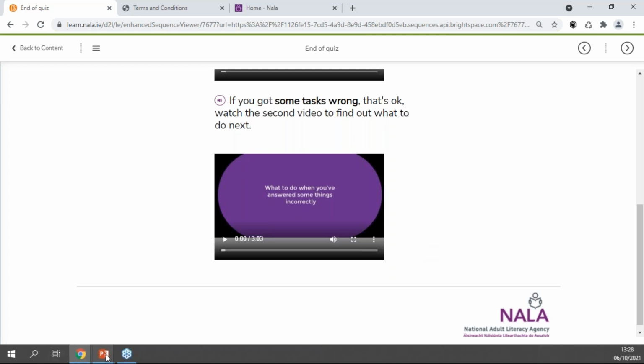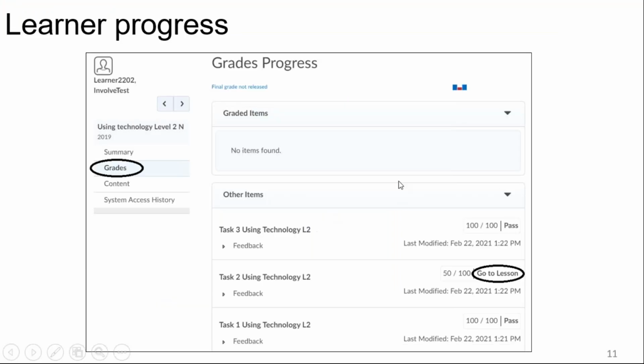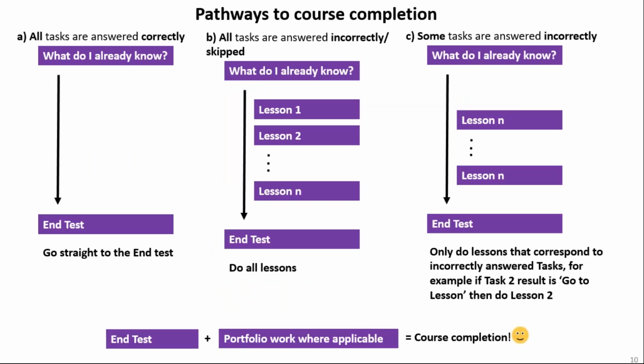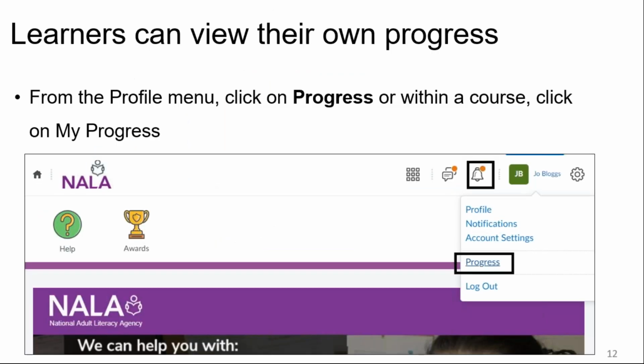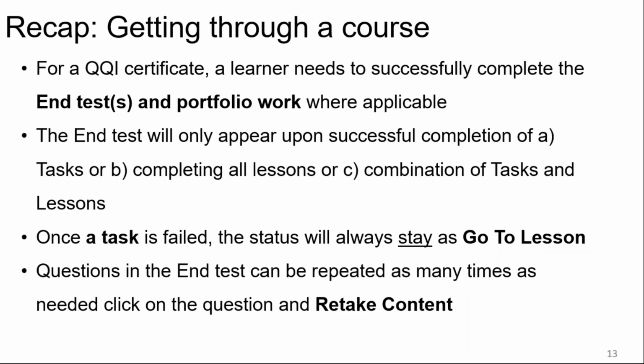Okay, so just to show this again in the slides, if I had got one of the tasks wrong, in this case, it would say task 2, go to lesson. Okay. And as a learner, I can look at the progress by going to my account name and then progress. As a tutor, you'll also be able to log in and see the progress.